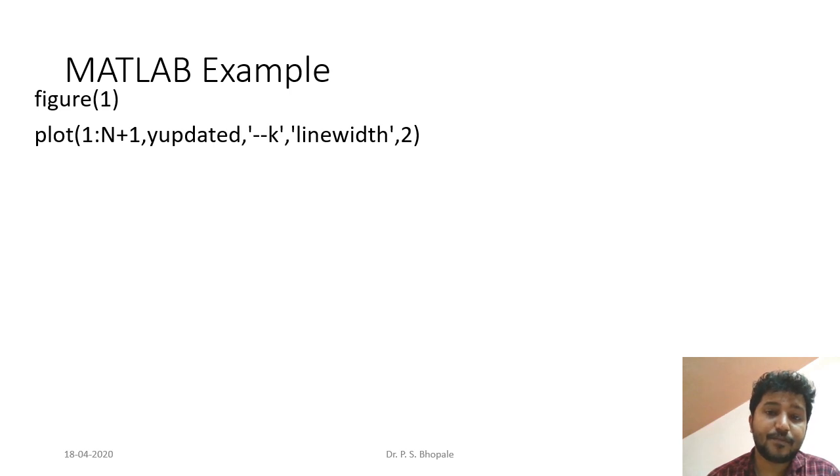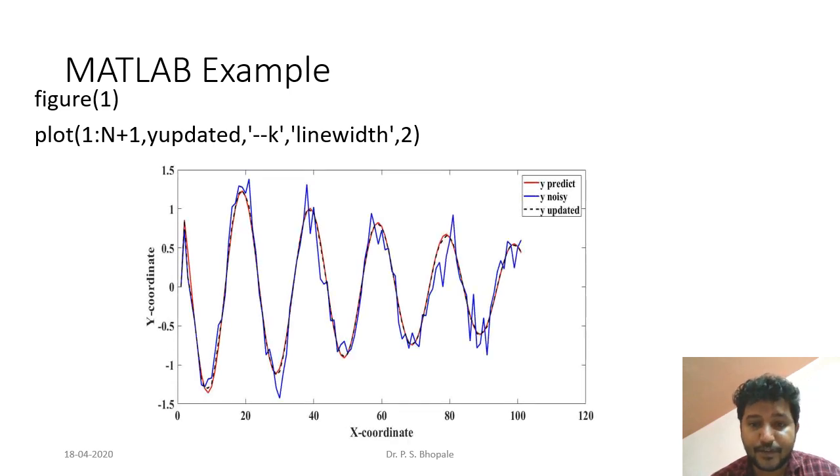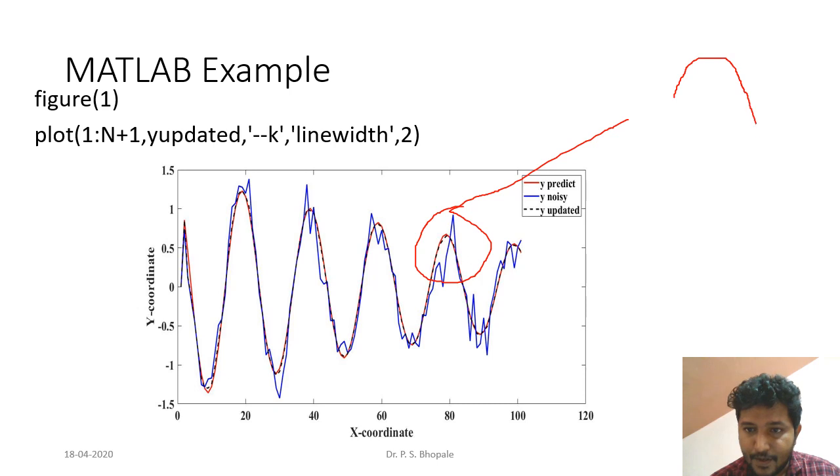To plot the results, we plot the updated value of the y matrix, and in this figure you can see there are three graphs. If we zoom in on this part, we can see the red line is the actual plant behavior. Then the blue line is the noisy measurement, and the dotted black line is the updated values using the extended Kalman filter.